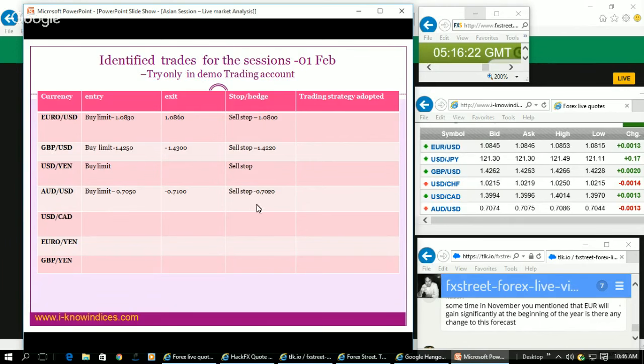0.7050 we can keep the buy limit, and 7100 we can keep the exit, and 7020, 30 pips below the buy limit, we can keep the hedge order to limit the risk. This way, you can keep the orders. When they swing and fill, the order will be in a position to take profit.